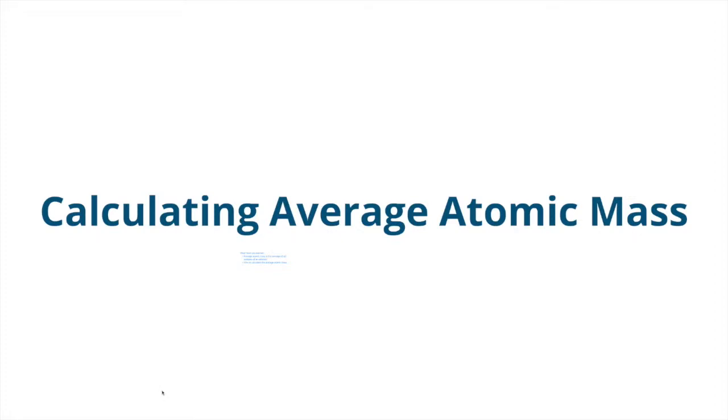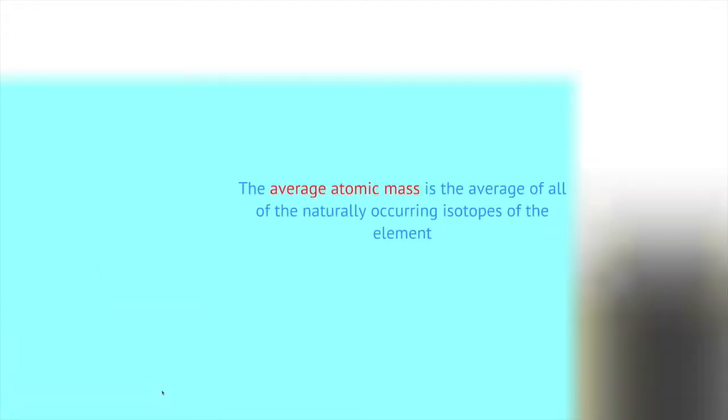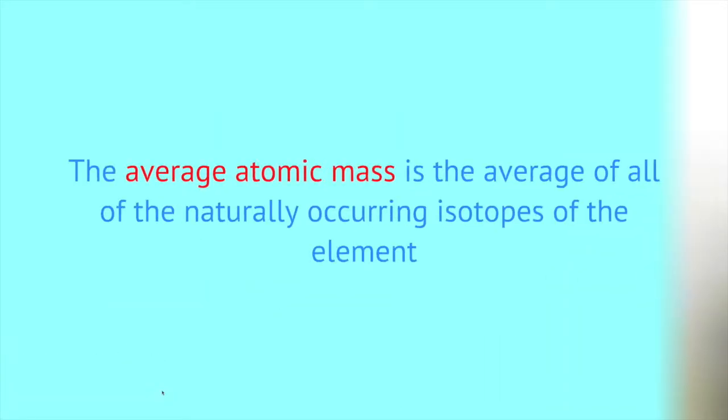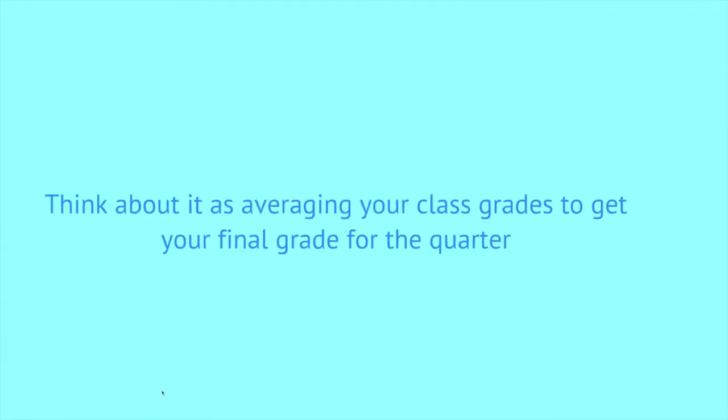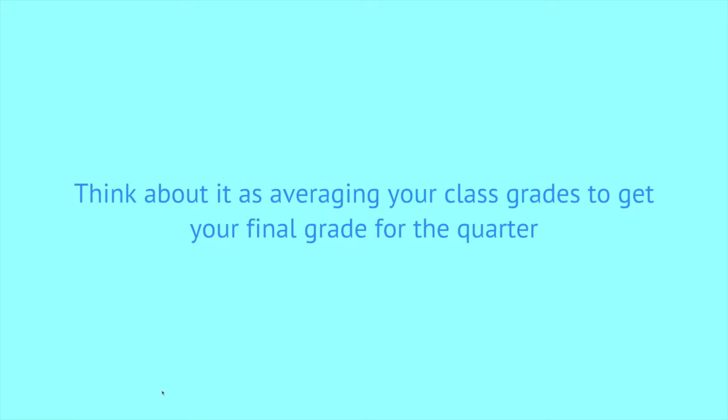Calculating average atomic mass. The average atomic mass is the average of all of the naturally occurring isotopes of the element. Think about it as averaging your class grades to get your final grade for the quarter.